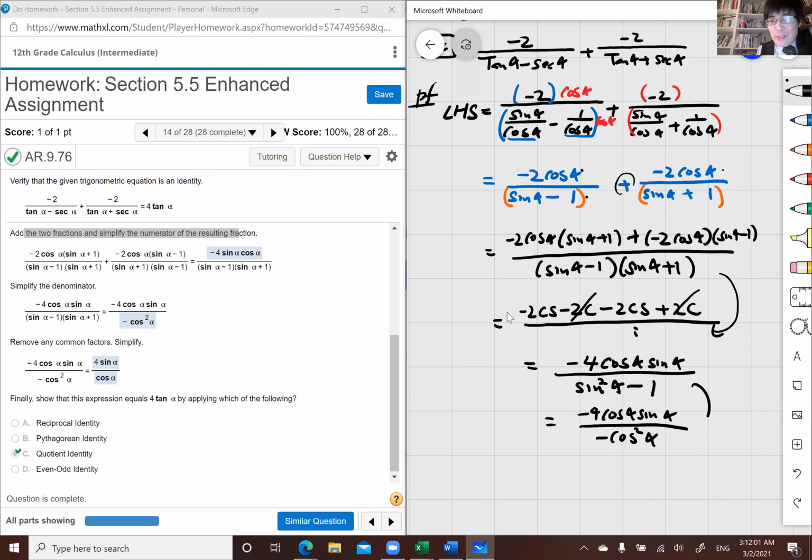Okay, so how do I get from here to here? Well, we use cosine squared plus sine squared is equal to 1. The very important one here. If you use this one, you can see that sine squared is 1 minus cosine squared, and you're going to substitute this into here. Finally, you can reduce the fraction by dividing top and bottom by negative cosine alpha. You're going to get 4 sine over cosine, which is the same thing as 4 tangent.